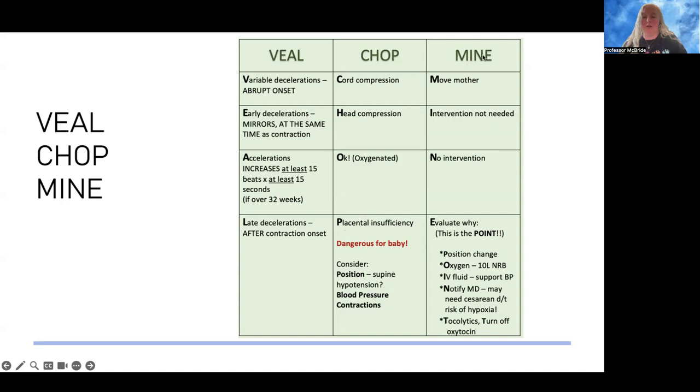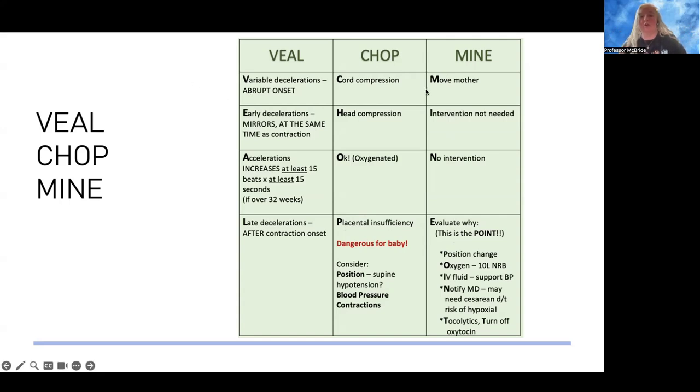Then the final word that we're going to put in a column is the word MINE. The M is for moving the mother. The I is for intervention is not needed. The N means no intervention. And the E is to evaluate. Now these are going to come together and create a chart for you.